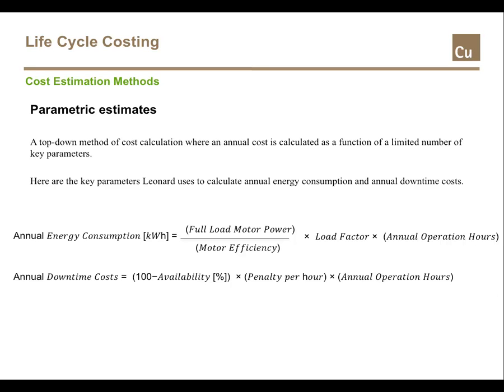For the downtime cost, Leonard went through a similar top-down exercise, applying the parametric cost estimation formula at the bottom of this slide. He multiplied the total operation hours of the pump times the percentage of time the pump was unavailable times the penalty cost per hour of downtime to find an annual downtime cost.